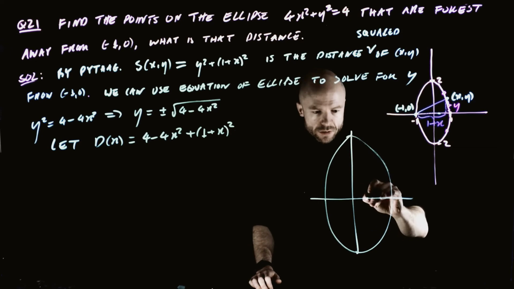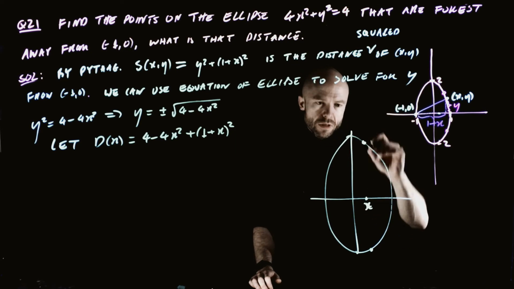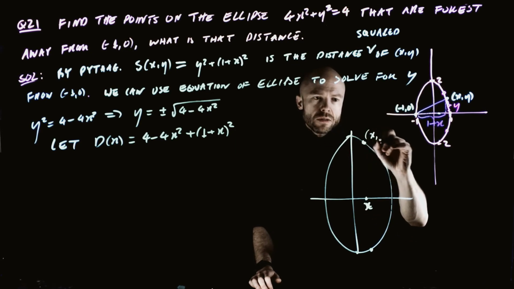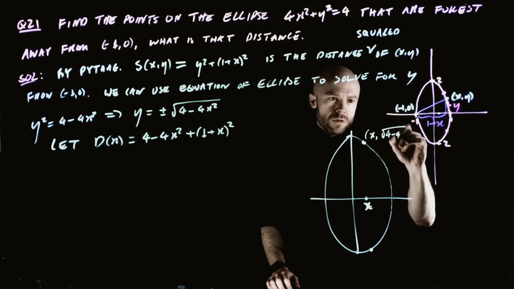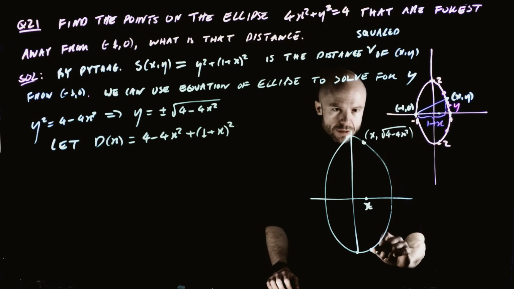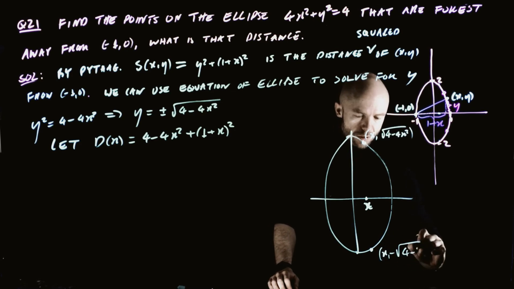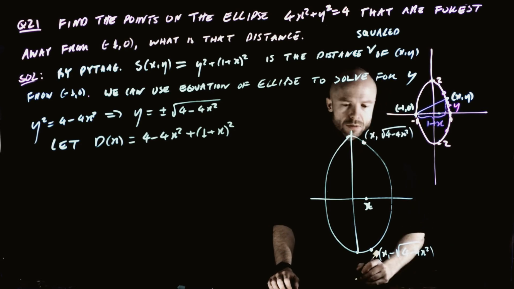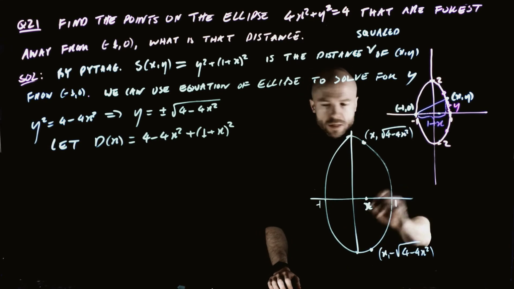So for every x, there are 2 points on the ellipse defined by this x. This is the x, and this is 4 minus 4x squared, and this is the other one, x, minus the square root of 4 minus 4x squared. For every x between -1 and 1, this is definitely the case.